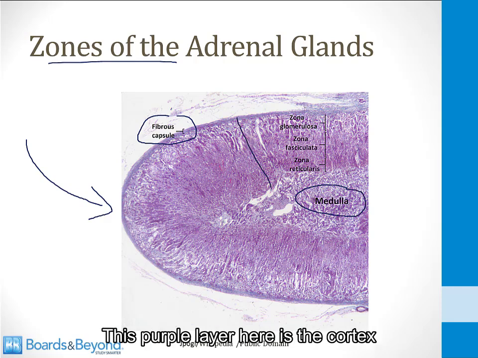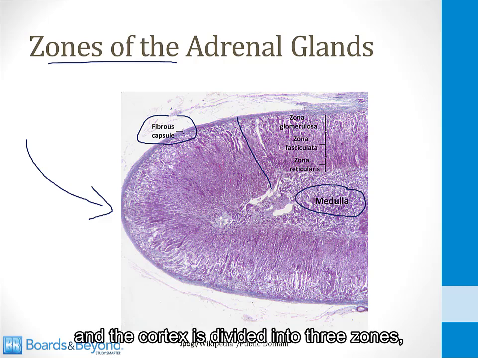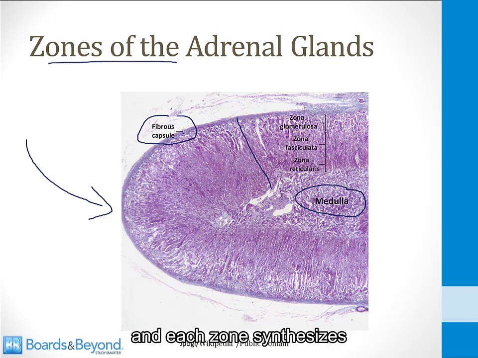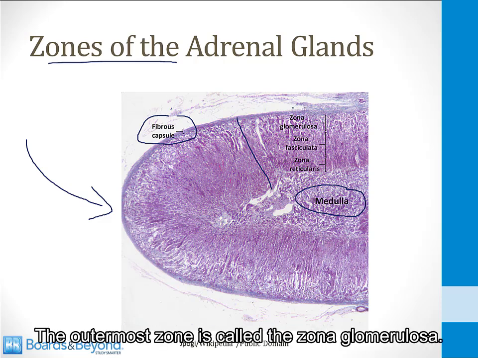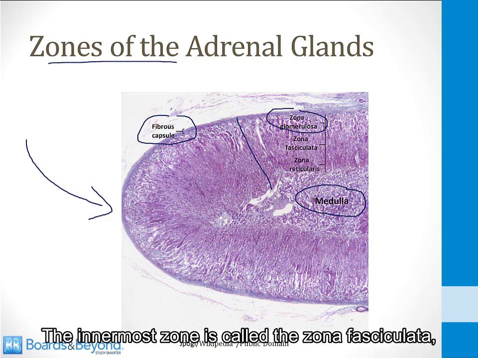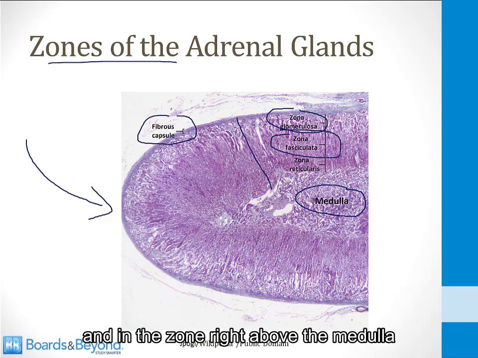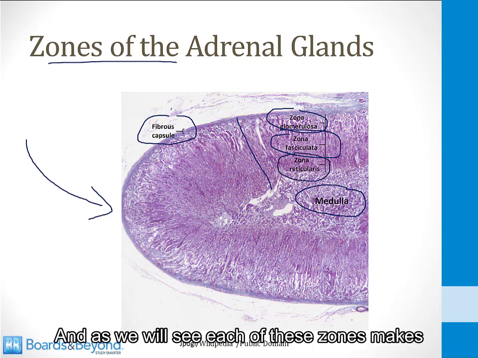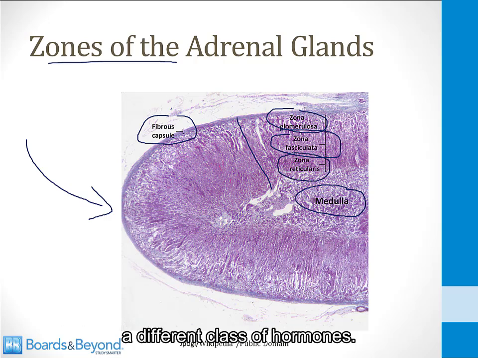This purple layer here is the cortex, and the cortex is divided into 3 zones, and each zone synthesizes a different class of hormones. The outermost zone is called the zona glomerulosa. It sits just below the fibrous capsule. The innermost zone is called the zona fasciculata, and then the zone right above the medulla is called the zona reticularis. And as we will see, each of these zones makes a different class of hormones.